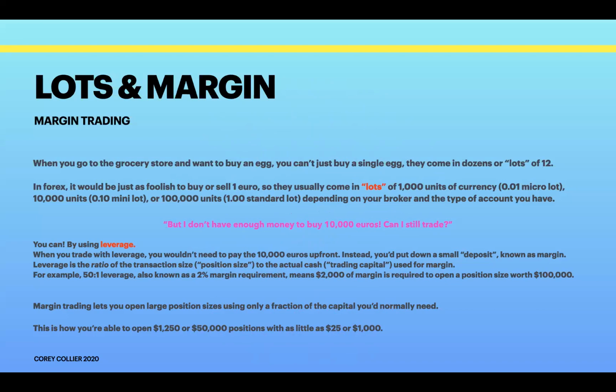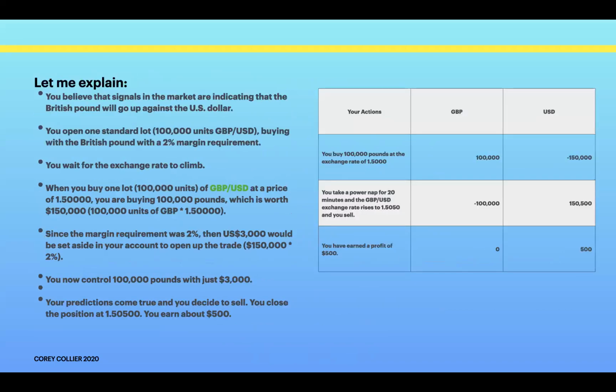Boom. Again, I don't have enough money to buy 10,000 euros. Can I still trade? Yes, you can, by using leverage. All right, so let me explain. You believe that the signals in the market are indicating that the British pound will go up against the dollar, right? You open one standard lot, which is equal to 100,000 units of British pound versus the dollar, buying the British pound with a 2% margin requirement, okay? You wait for the exchange rate to climb.